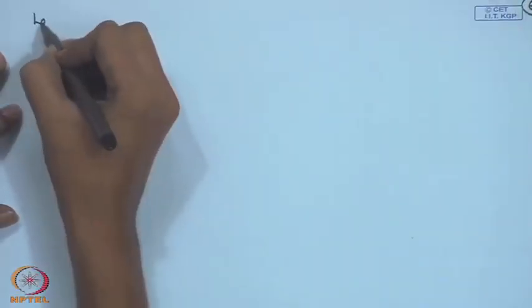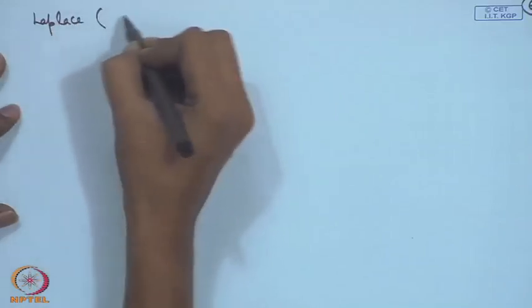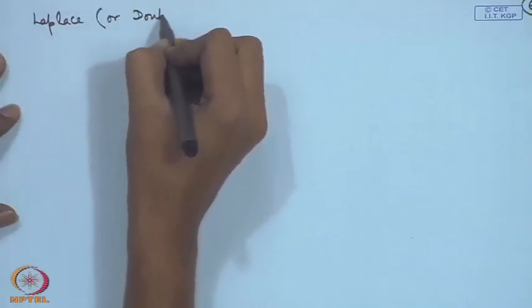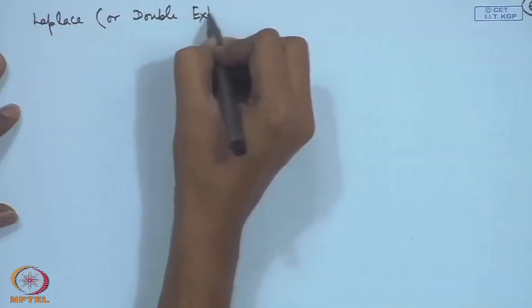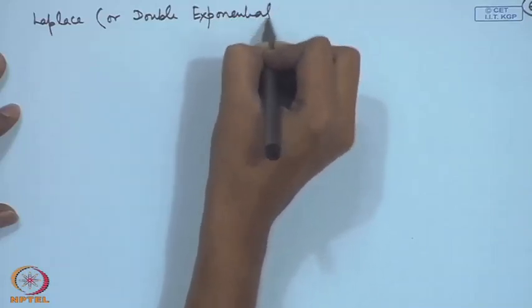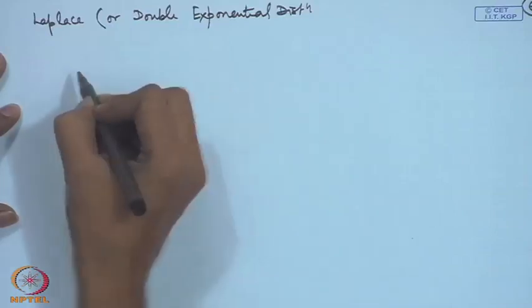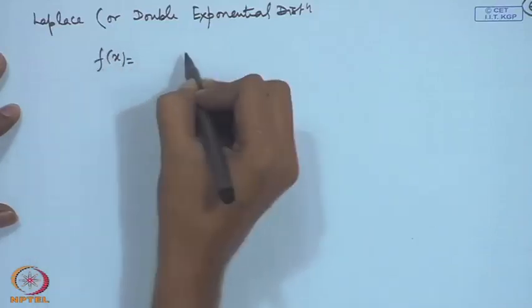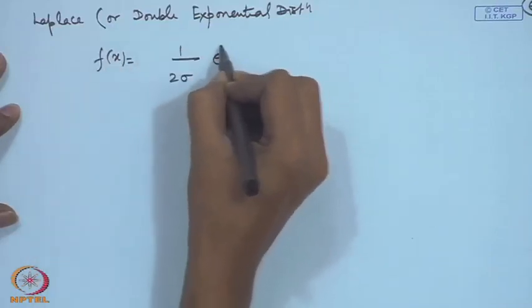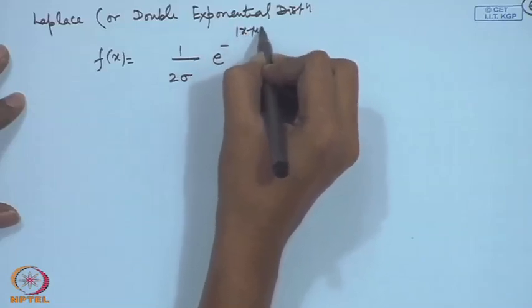But there may be distributions where you may not require that. For example, in place of a square, you may have only linear, and that gives you the double exponential distribution, which is also called the Laplace distribution. I will just write down the density: 1 by 2 sigma e to the power minus |x minus mu| by sigma.